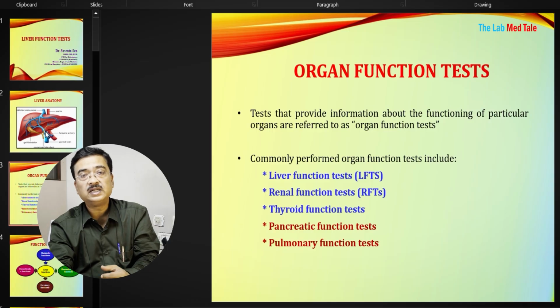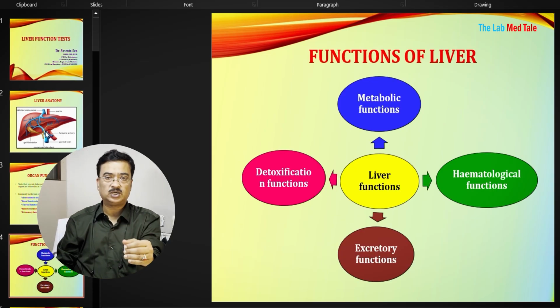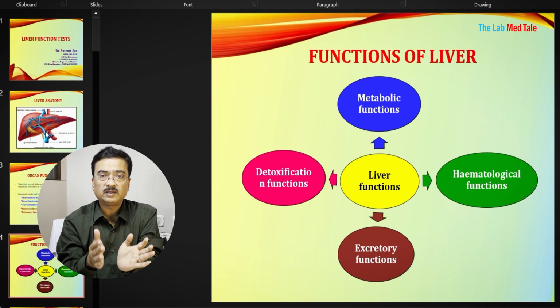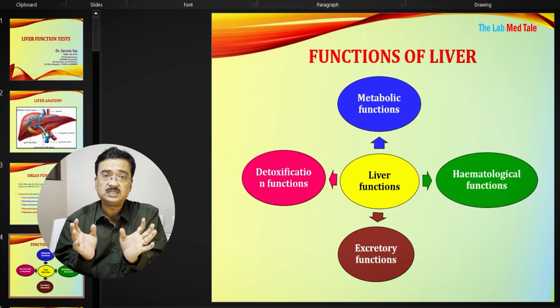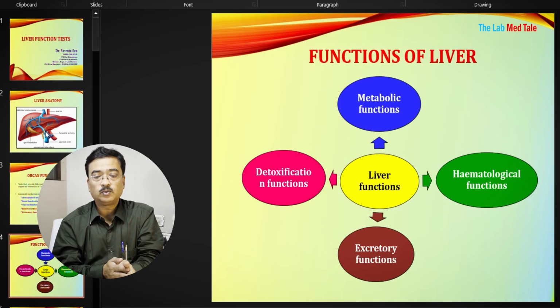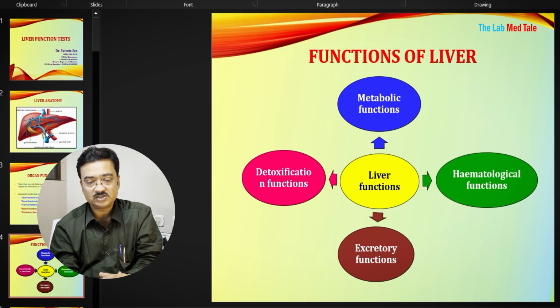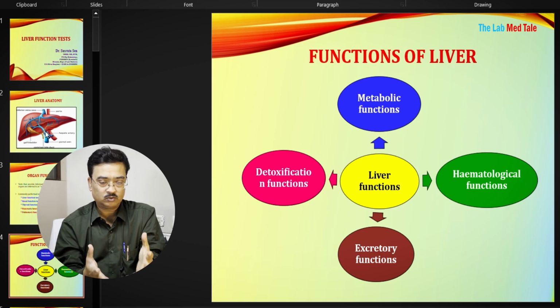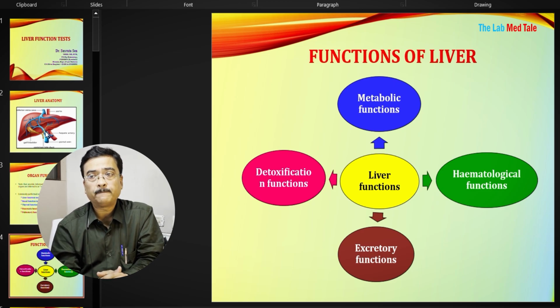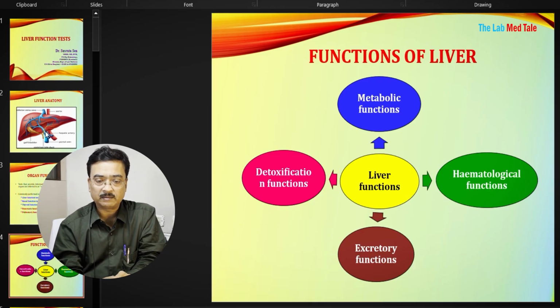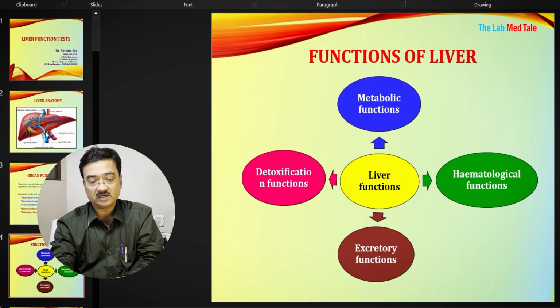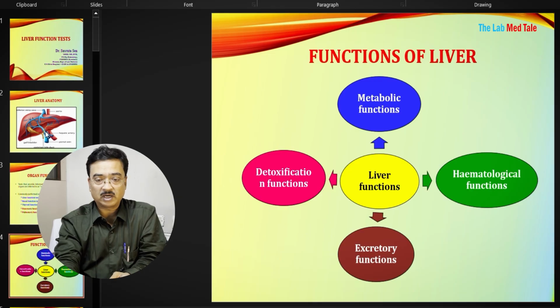Before we go to the liver function test, that means we are going to judge through a battery of tests what the functions of the liver are, whether the liver is healthy or unhealthy. So before that, we must know the principal functions the liver has. One of these is metabolic functions. As you know, the liver is the kitchen of our body, so all the metabolic functions take place there. Also detoxification functions, hematological functions, and excretory functions. I will describe them one after another later on.